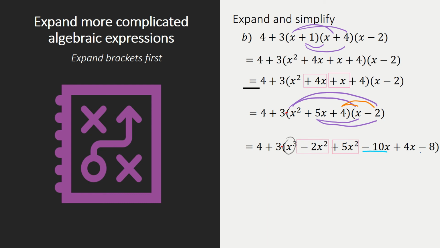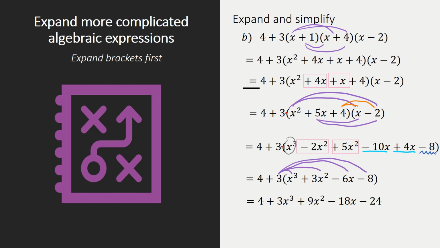Highlight the like terms to make it easier for yourself. So you get 4 plus 3 times (x to the power of 3 plus 3x squared minus 6x minus 8). And now you can expand brackets for the last time. You get 4 plus 3x cubed, since 3 times x to the power of 3 is the same as 3x to the power of 3. 3 times 3x squared is 9x squared. 3 times minus 6x is the same as minus 18x, and 3 times minus 8 is minus 24.